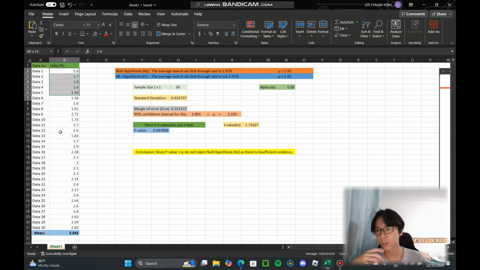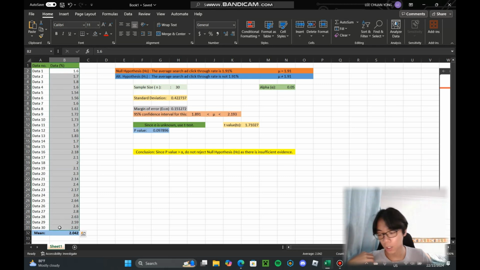So over here, we have our 30 data values. These sample data values are from search ad click-through rate percentages data, which are found on different websites that I collected.